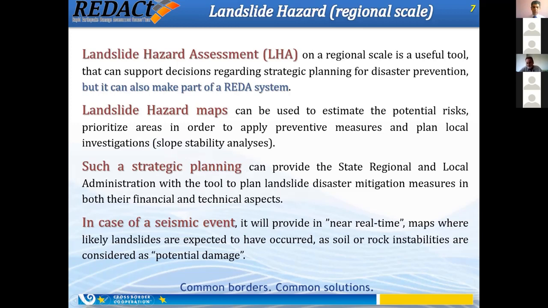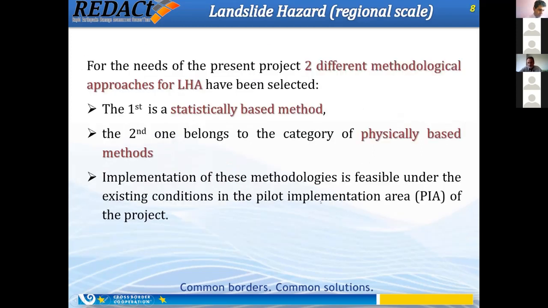In case of a seismic event, it will provide us a near real-time map where likely landslides are expected to have occurred, as we know that soil and rock instabilities are considered as a potential damage. For this reason, we adopted two different methodological approaches, one based on statistics and the second one belonging to the category of the physically based methods. The implementation of these methodologies is feasible under the existing conditions in the pilot implementation areas of the project.